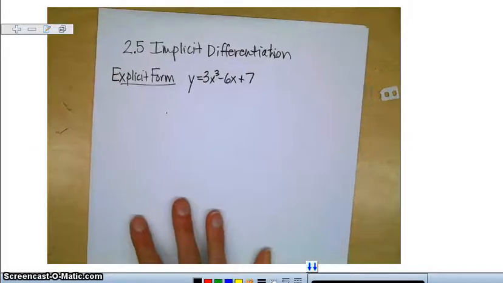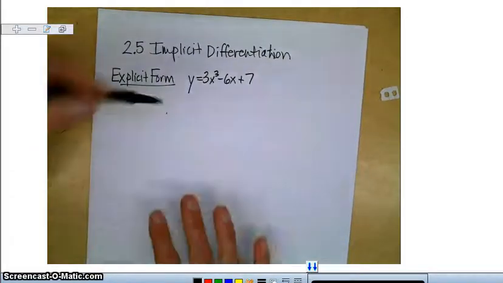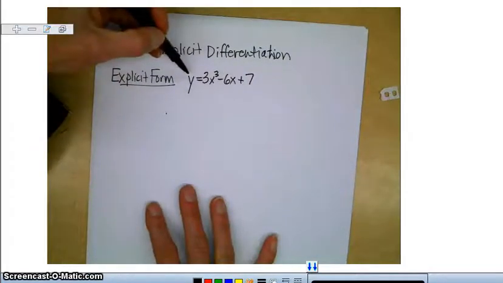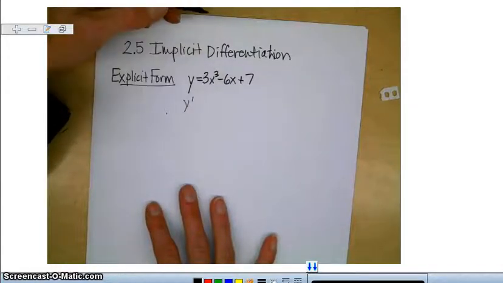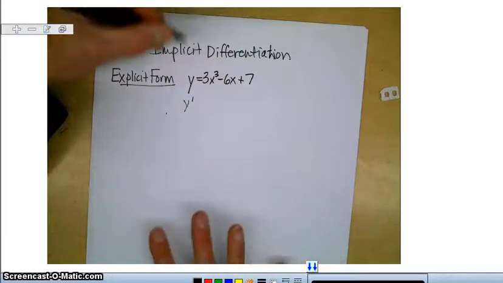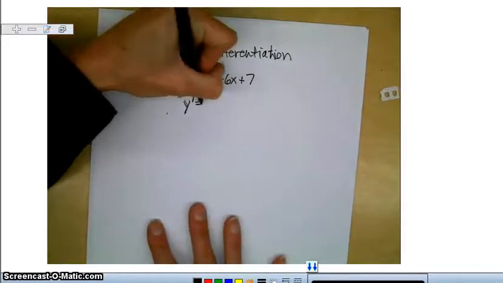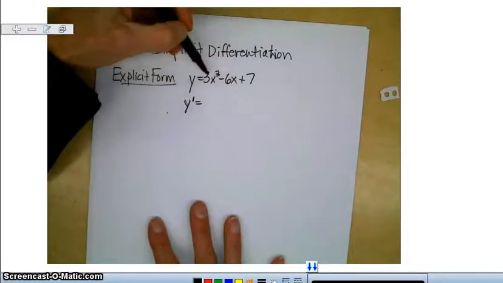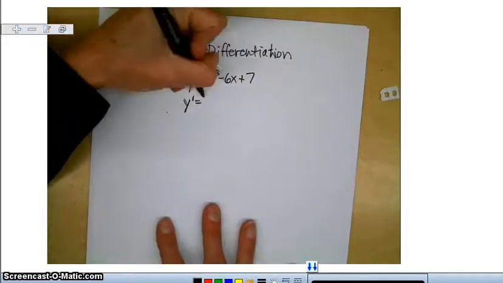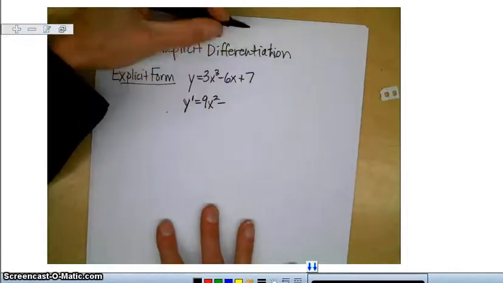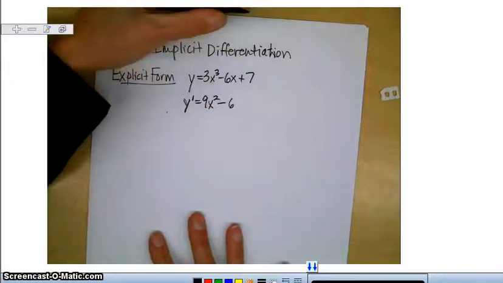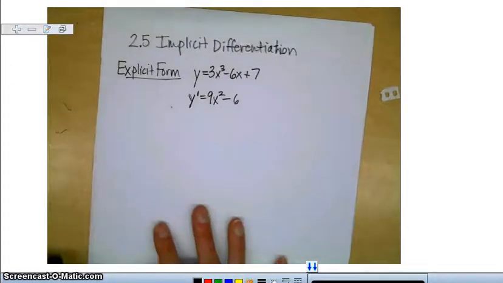And these are really easy to take the derivative of, because what's the derivative of y? Y prime, right? Don't we call it y prime? And that's equal to, what's the derivative of 3x cubed? 9x squared minus 6 plus 0. Okay, so there's my derivative.